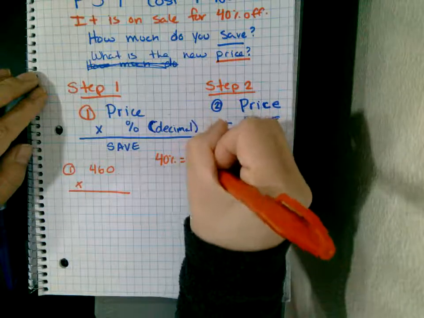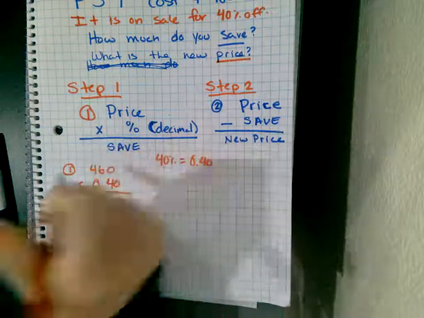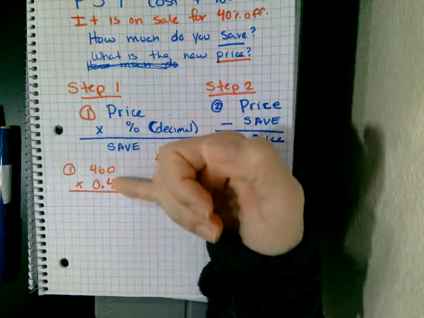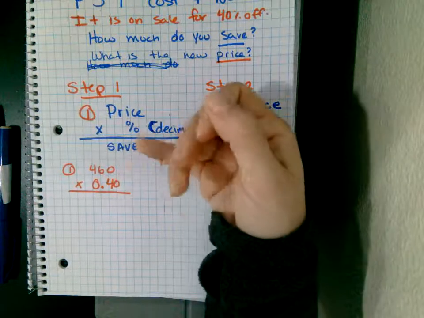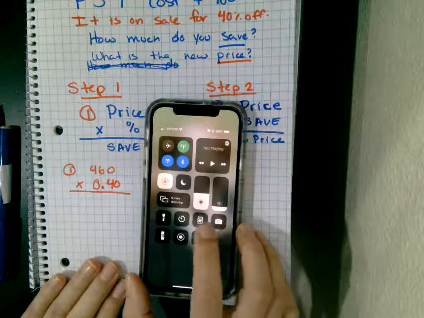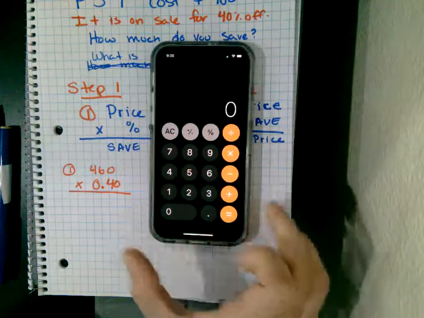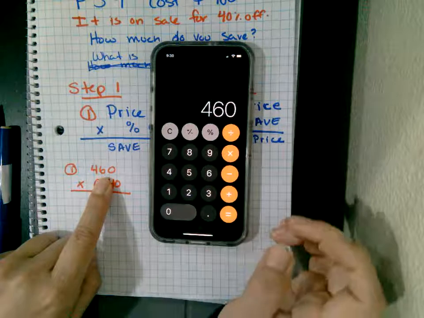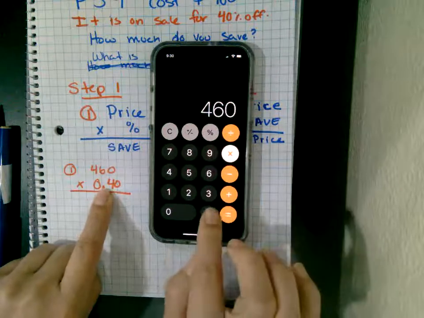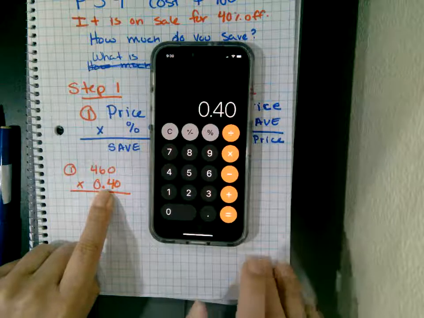0.40. Yes, so it is 0.40, or you can write it as 0.4 and drop that last zero. You can drop that last zero. All right. For sake of everybody's sanity, grab those phones, open up your calculator, okay? Then take 460 times 0.4 or 0.40. Hit equal sign.